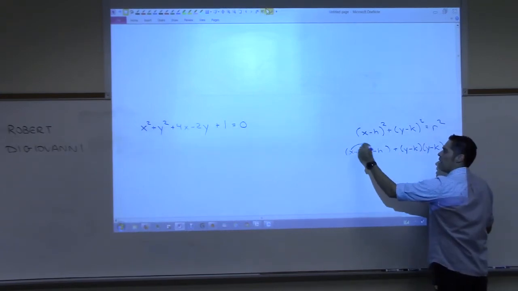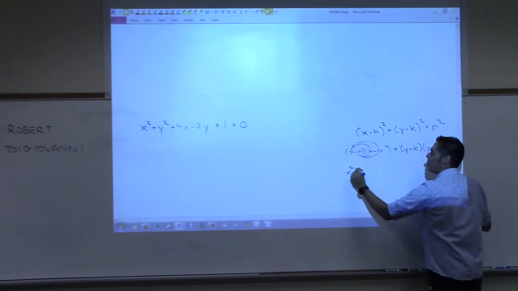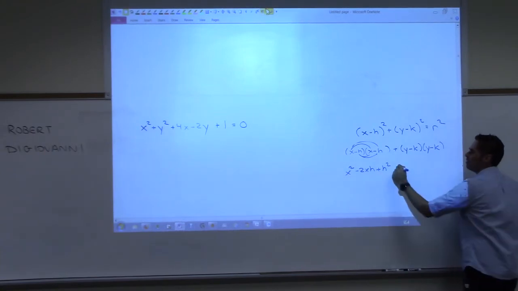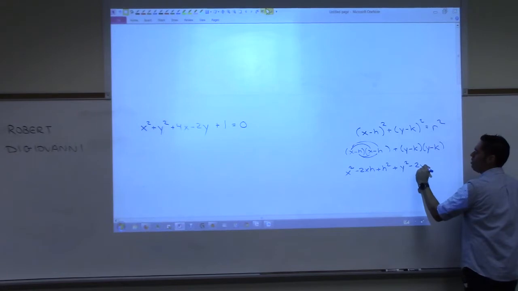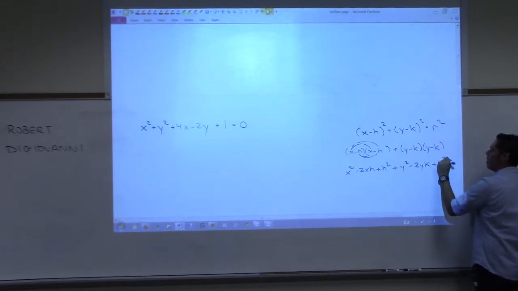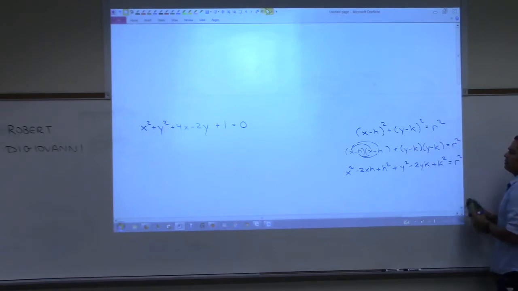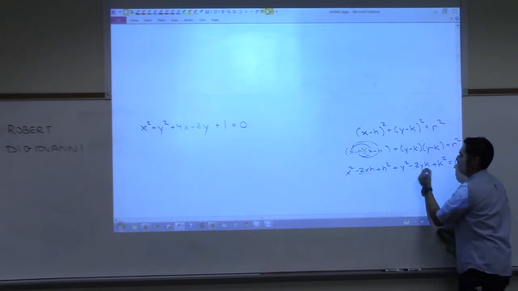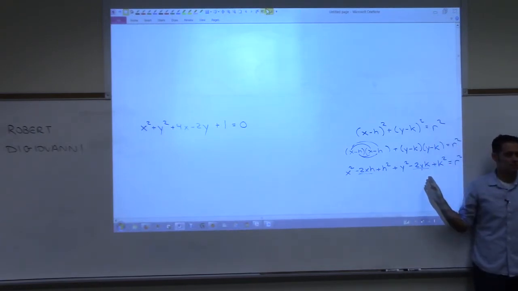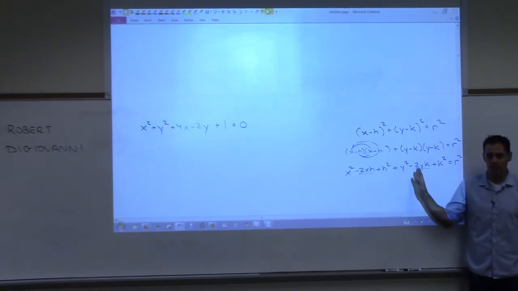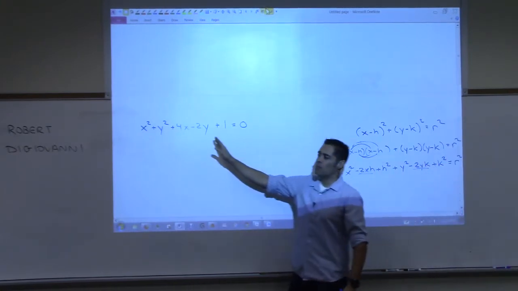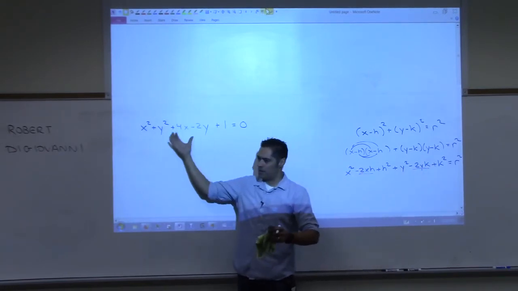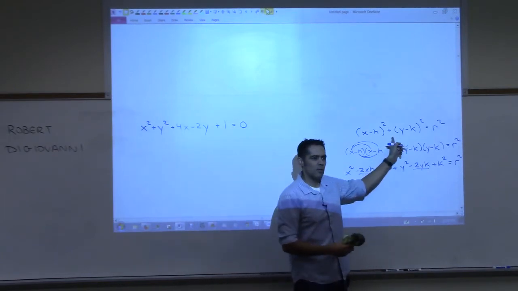You would FOIL this out, and you get x squared minus 2xh plus h squared. And if you did that here, you'd get y squared minus 2yk plus k squared, and then equals r squared. So if I expand this all out, notice that I do have some terms that have just x and y in them, not squared. Do y'all understand that? We're looking at something that's been ripped apart into its full pieces. We need to somehow put this back into this form.